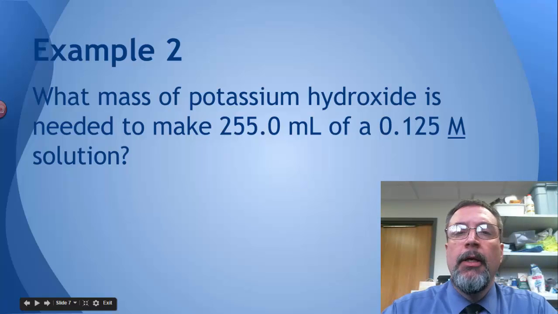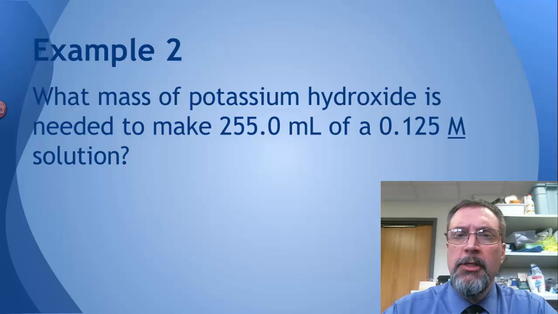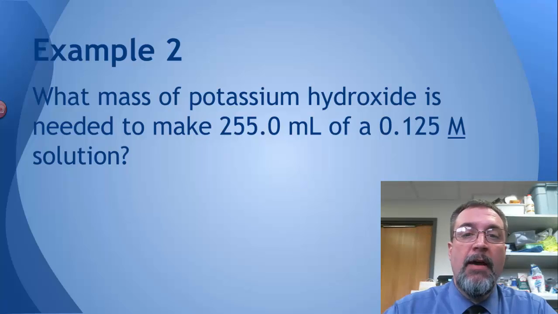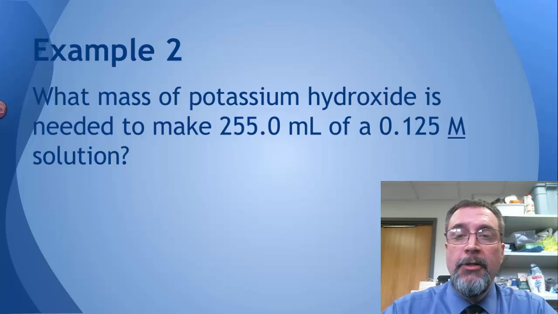Here's an example. What mass of potassium hydroxide is needed if I want to make 255.0 milliliters of a 0.125 molar solution? So let's say I'm doing a calculation, or I'm doing an experiment, and the experiment calls for 255 milliliters of potassium hydroxide whose concentration is 0.125. I need to make this solution. I don't just have a bottle of this hanging around. I do have a bottle of solid potassium hydroxide, and I have water at my disposal, so I'm going to make this solution.